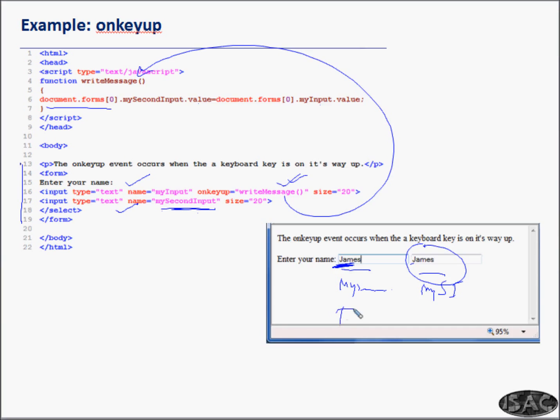So if you type J, it will type here also. If you type A, it will type here also. M, E, S, it will type here too. As you type and release a key, onkeyup will call the method and show J. If you type A, it will call onkeyup, call the method and show A. So in parallel, it will write in both the text boxes.